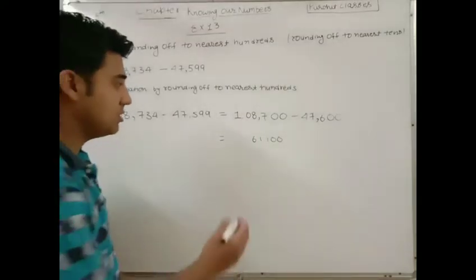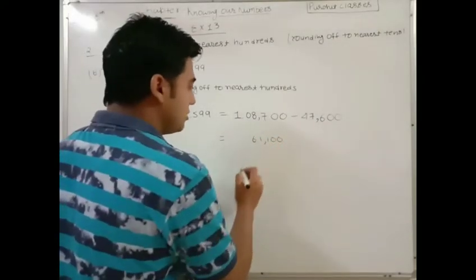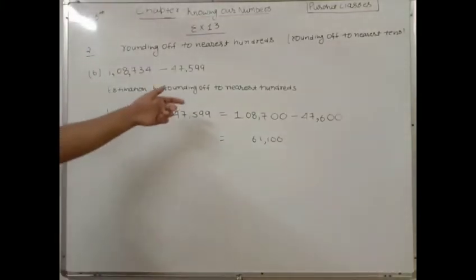Correct, 61,100. So this is our final answer. Understood? This we have found out when we were rounding off to nearest 100.